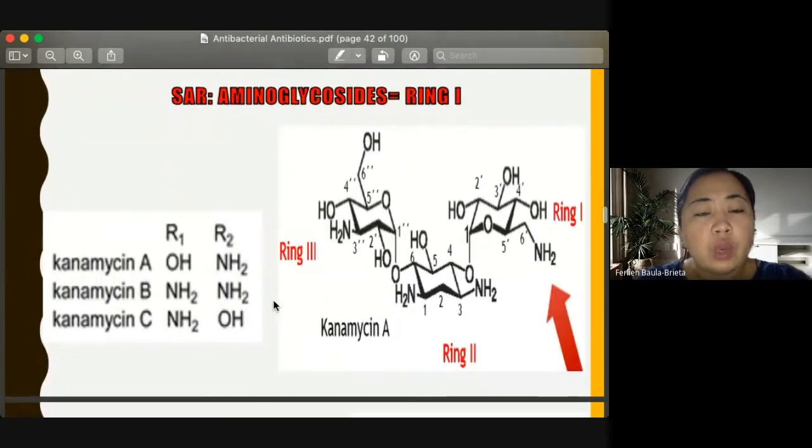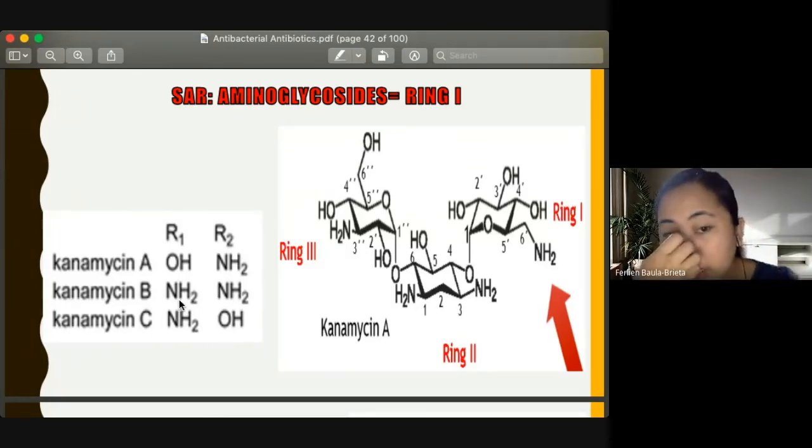So for this one, in kanamycin groups, diba si kanamycin has 3 rings only or 3 sugars only. It's under our streptamine aglycone. So it has R1 and R2. So in the ring 1 here, meron siyang addition of NH2 or the amino. In kanamycin B, both R1 and R2 are substituted with amino, and our kanamycin C, only one substitution for amino.